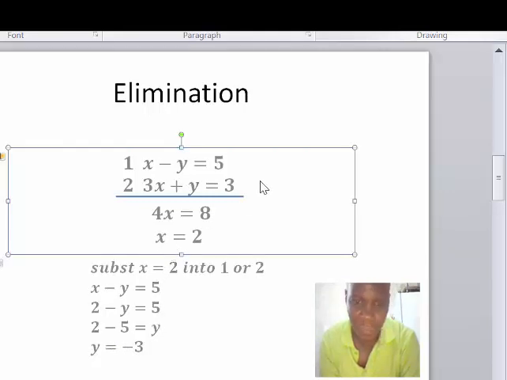As you can see, the purpose was for us to find the point of intersection. Remember how we found the point of intersection when we were using graphing? We found that the point of intersection was 2 and negative 3. Now we have the same thing here. We have x is 2 rather, and then y is equals to negative 3.